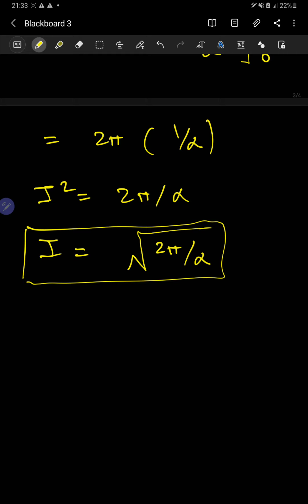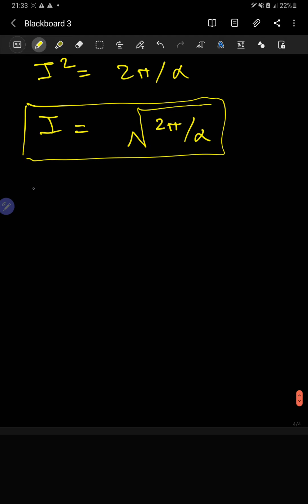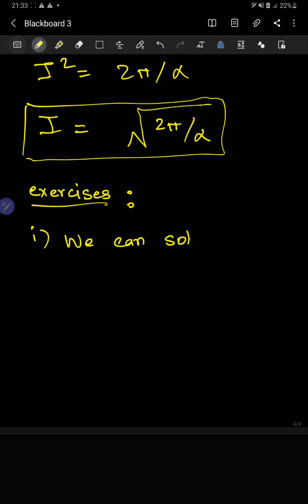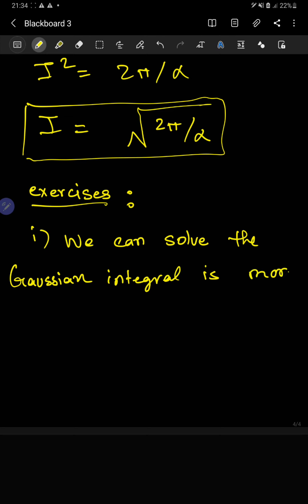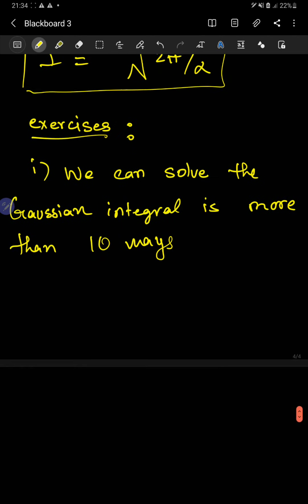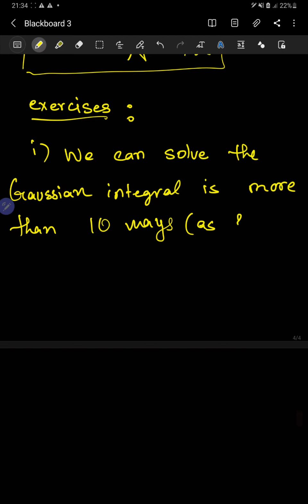Okay, now let's give some exercises for you guys. I'll give a later version of it soon, so just for the sake of the discussion, let's try it. First, we can solve the Gaussian integral in more than 10 ways, at least 10 ways as far as I know. I should write it as far as I know.